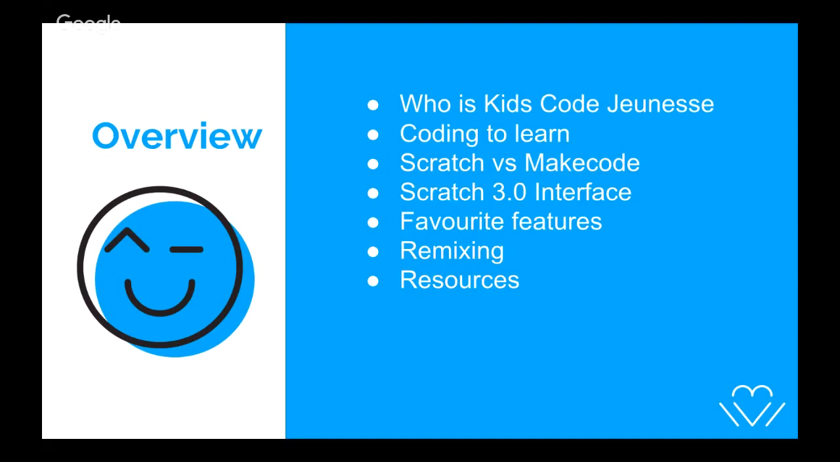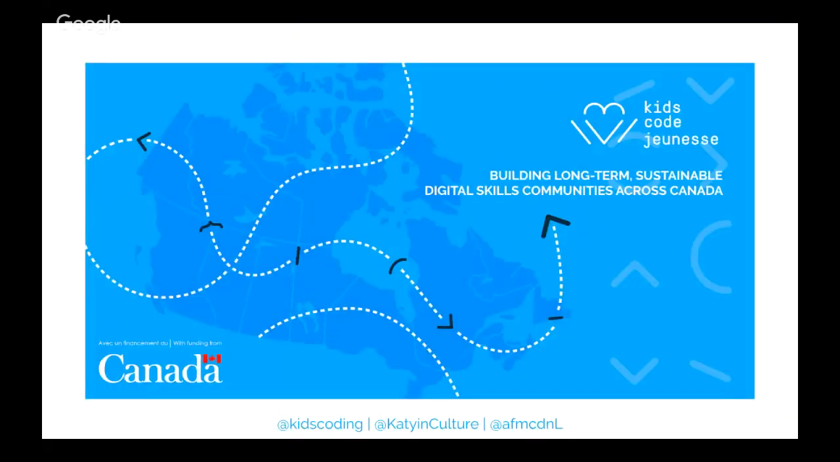Kids Code Jeunesse is a national, Canada-wide nonprofit organization. We're dedicated to empowering children, teachers, and parents with the skills that we all need to thrive in the 21st century. We bring digital learning experiences like code, using platforms like Scratch and the micro:bit through MakeCode, into classrooms. We teach students, parents, and teachers how to be better thinkers and better creators in the digital world that we live in. And it's also bilingual.